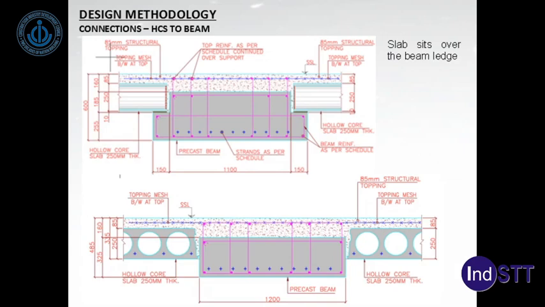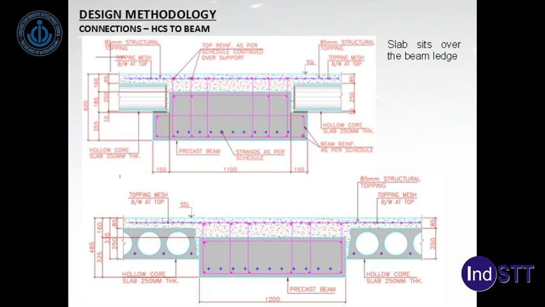The next connection is hollow core slab to beam connection. This is a very simple connection. The hollow core simply sits on the beam ledge, on a leveled ledge, and the cast in situ topping is done over it after putting some reinforcement in it. The reinforcement of the topping penetrates into the beam, and sometimes we also place one rebar at every joint of the hollow core slab, which comes at 1.2 meter, to avoid progressive collapse of the hollow core slab in case there is a loss of support.